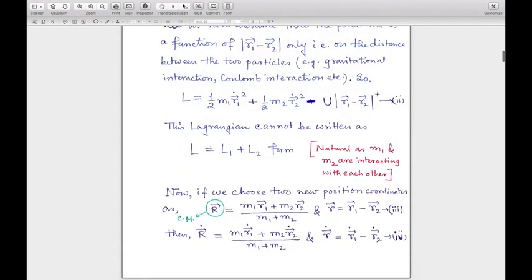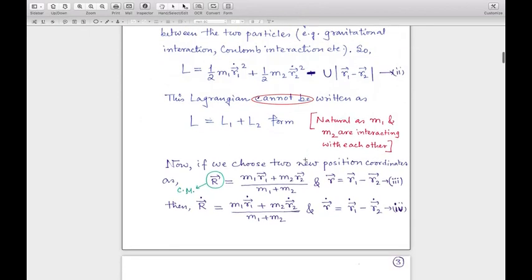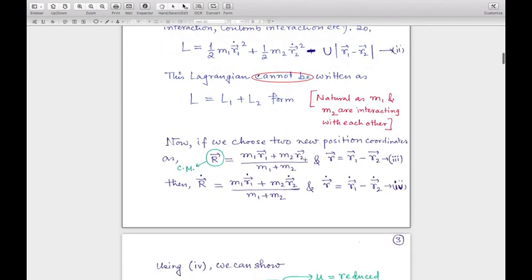As you can see, there is an interaction term. So in general, the Lagrangian cannot be written as an L1 plus L2 form. And that is also natural because this is a system of interacting particles. They can be written as a sum only when we are considering two non-interacting subparts of a system, if you remember, right?